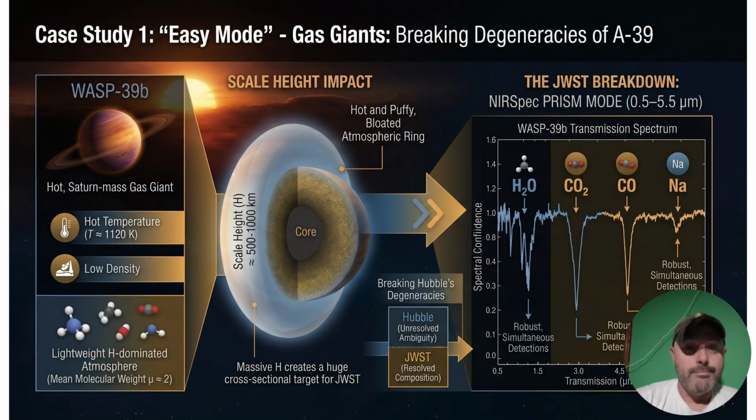So WASP 39b, that's our easy mode. It's basically a hot bloated Saturn. It's a Saturn mass gas giant. It provides a massive signal. JWST's NIRSpec instrument allows us to perform simultaneous and robust detections of water, carbon dioxide, carbon monoxide, sodium, and more, giving us a clear picture of its composition. So that's really an easy target. It's one of the gas giants that we have a clearer view of its actual atmosphere.